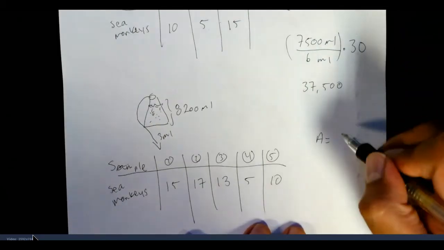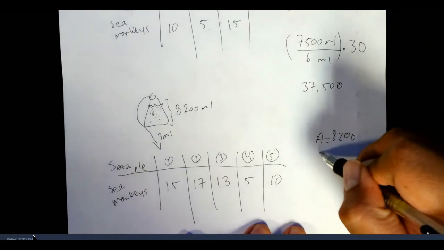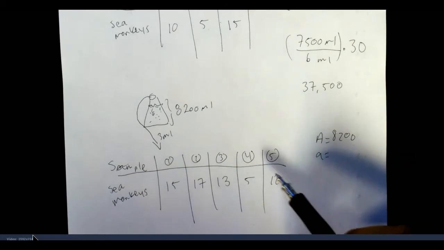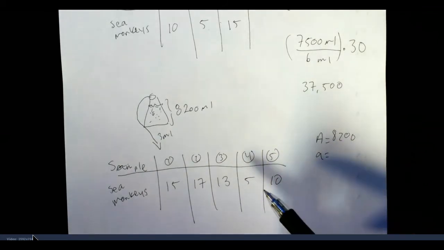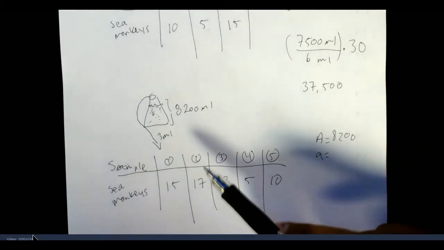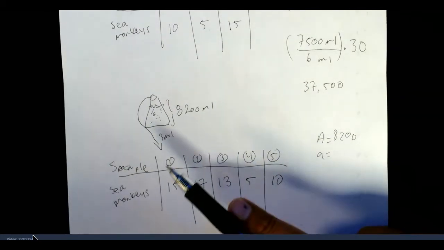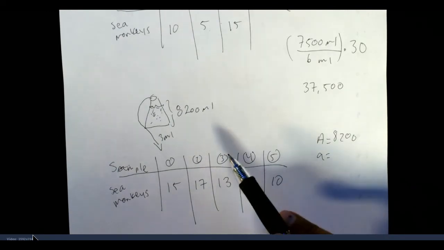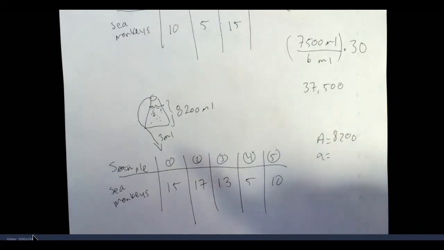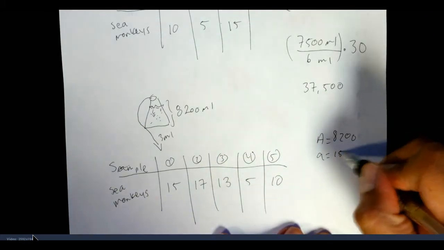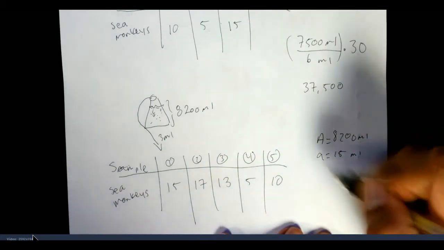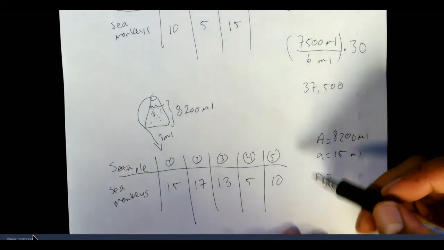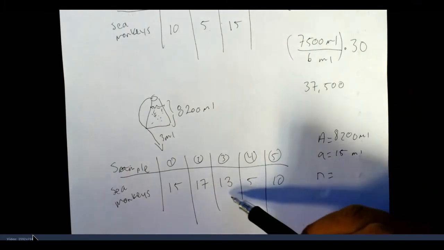Big A is equal to 8,200. Little a, this is where a lot of people are going to mess up. It's not 5. Because we want to figure out how many mLs did you sample or did your team sample. Well, we took 5 samples and each of them were 3 mLs apiece. So 3, 6, 9, 12, 15. You sampled 15 mLs. All right, inside of those 15 mLs, how many sea monkeys did you find?